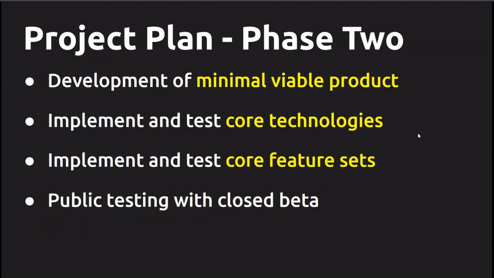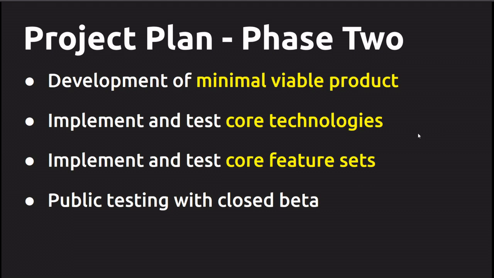During phase 2 of our project plan, we want to start developing a minimal viable product for our application on its intended target devices, such as iOS, Android, and hopefully desktop applications as well. We'll also be implementing and testing our core technologies, such as voice recognition, the Braille input system, and all the bridging technologies. Then, using these technologies, we'll build out and test our core feature sets that will be used for the lessons. Finally, we want to do public testing with a closed beta.